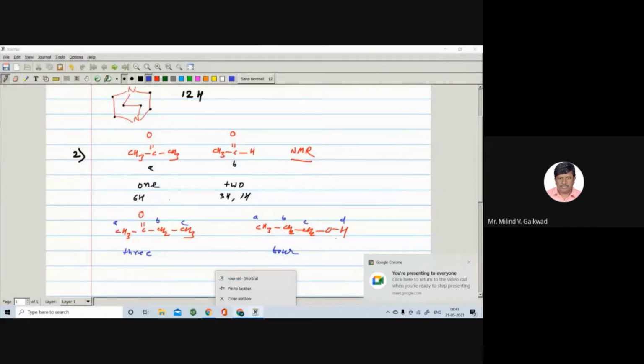So here we can say which compound it is. Okay, so in this way they can also ask to differentiate by using this NMR or IR. Now we'll take another example.